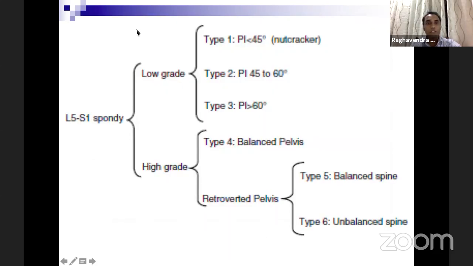or above the line is a balanced pelvis. So they have actually classified this into low grade, where type 1 is low pelvic incidence and low grade listhesis. Type 2 is normal pelvic incidence and low grade listhesis. Type 3 is high pelvic incidence, but yet there is a low grade listhesis. Well, what we should look at is high grade listhesis with the balanced pelvis, where in the nomogram, it is actually above that line. And then the other one is an unbalanced pelvis, that is a retroverted pelvis, in which type 5 is a balanced spine and type 6 is an unbalanced spine.